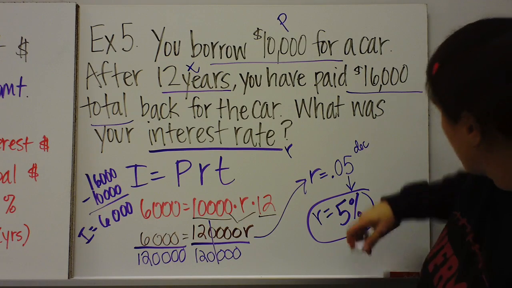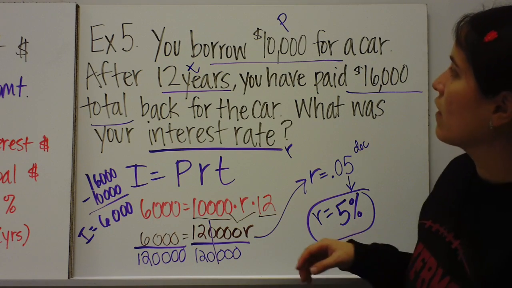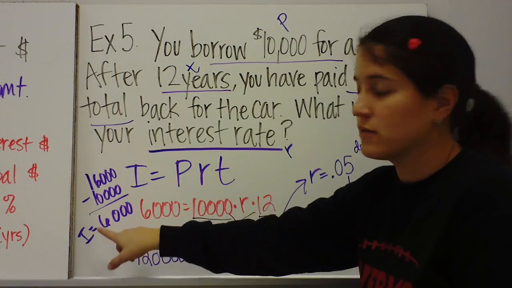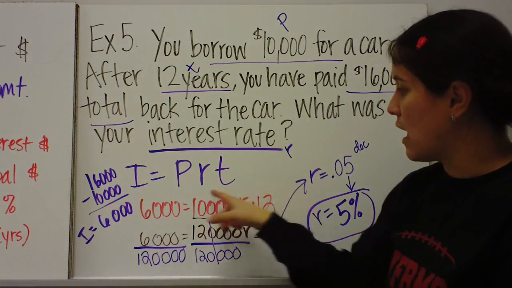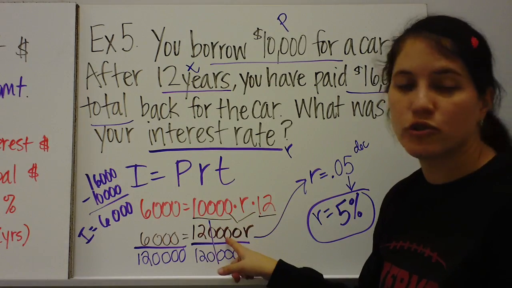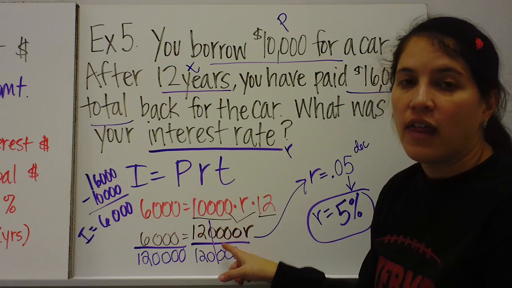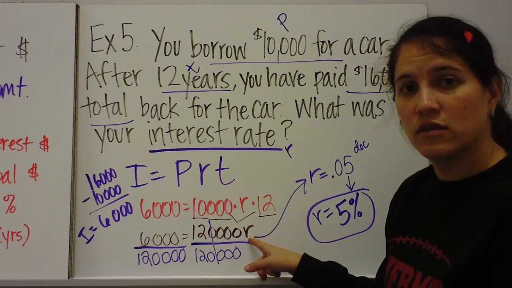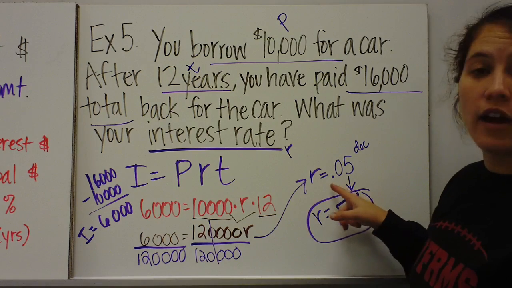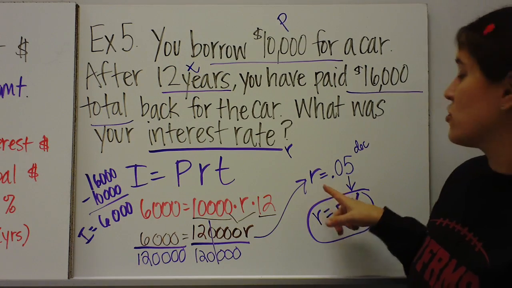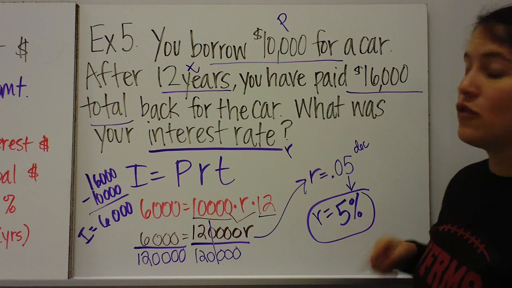So I know that was a lot. Let me review. We found our interest by subtracting. And then we multiplied P and T because we knew P and T, and we got 120,000. Then we had to divide each side to find R. R was 0.05 as a decimal, but we want a percent, so we convert 0.05 to 5%.